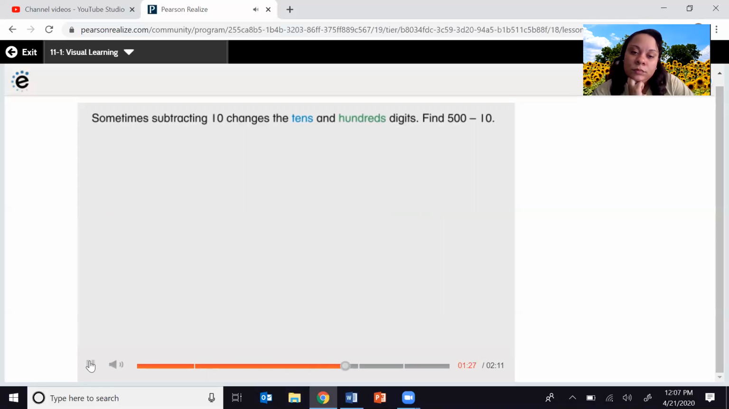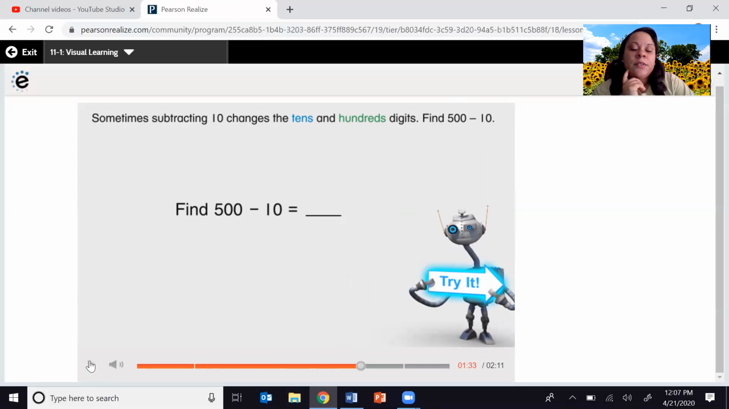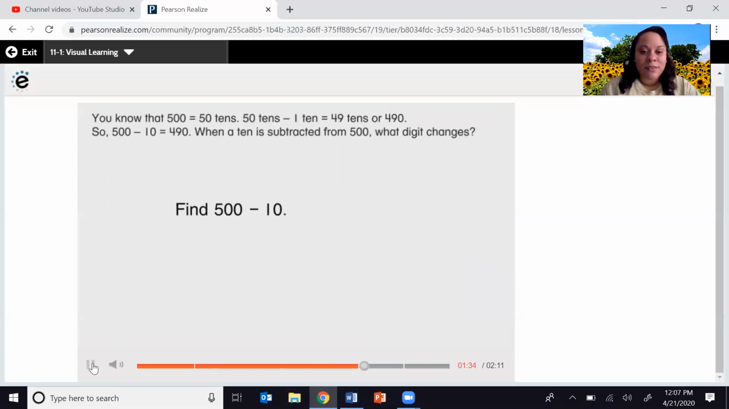Subtracting 10 can change the tens and hundreds digits. 500 minus 10. All right. So sometimes subtracting 10 changes the tens and hundreds. This is something that all year, I'm so glad this lesson is going to explain. A lot of times when we're subtracting 10 from certain numbers, both the hundreds place and the tens place are going to change. Let me explain, or let this explain. You guys will see what I mean, and we'll do an example.